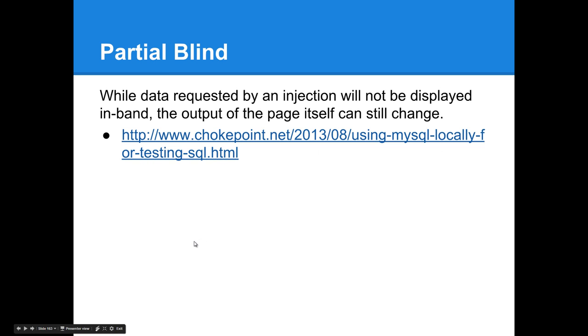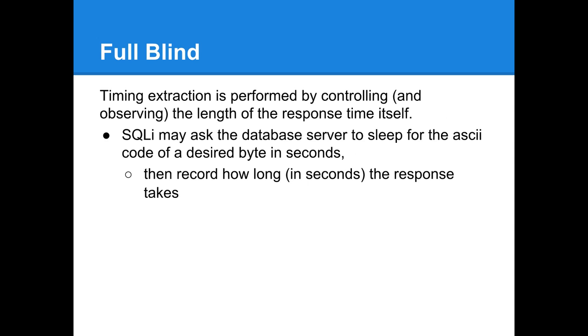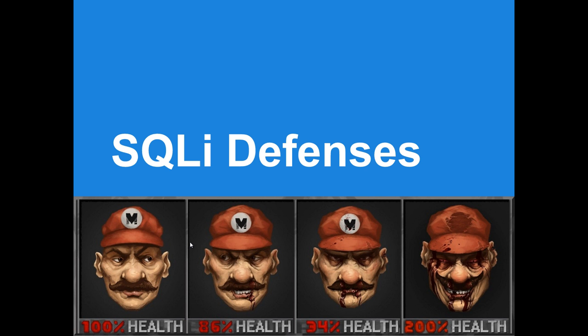So again, partial blind is a vulnerability class where an attacker can only change the output of the page slightly, perhaps only within the original allowed results. And full blind is when the only thing you can change about the page is the response time itself by injecting sleep statements. Now we've talked thoroughly about the offense and the pen testing side of this problem.